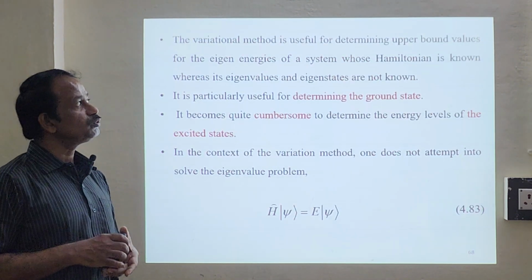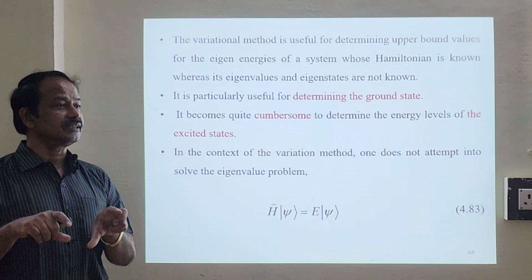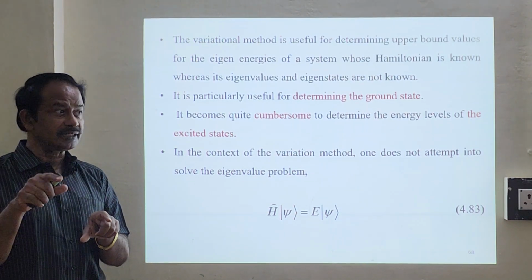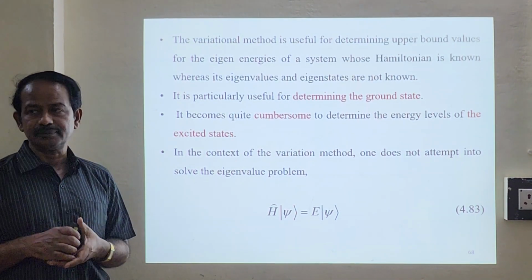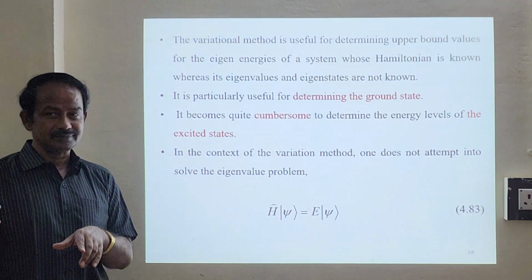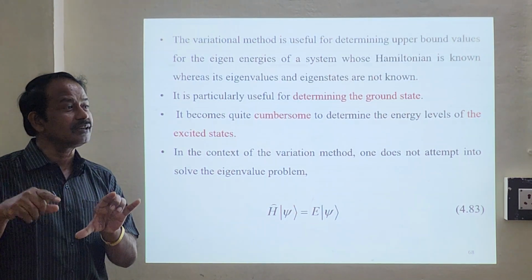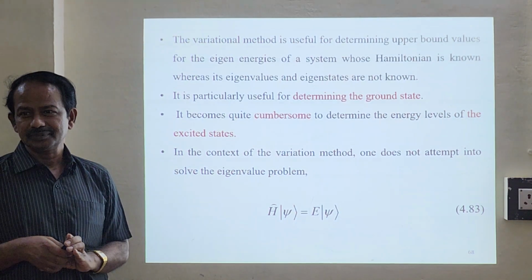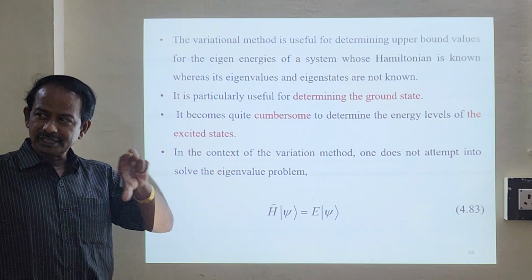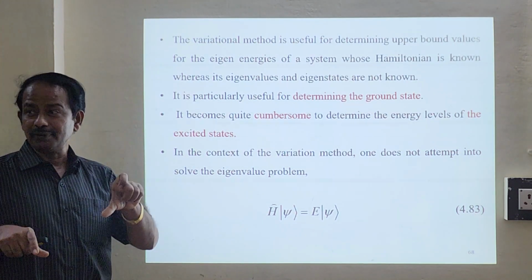The variation method is used for determining upper bound values. As I said earlier, for the hydrogen atom, the binding energy of the electron with the proton is minus 13.6 electron volt. Just now we said, and we have some other values also, minus 12.8 electron volt, minus 12.5 electron volt. Those values are called upper bound values. We have chosen some wave function and we are able to get some energies. These energies are nothing but upper bound values.